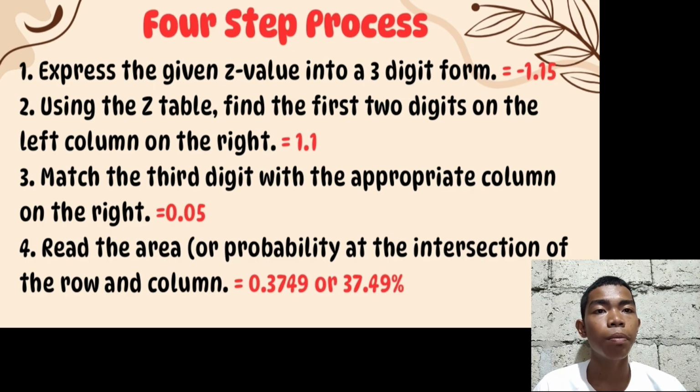The answer would be 1.1. Then number 3, match the third digit with the appropriate column on the right. The answer would be 0.05. Then read the area or probability at the intersection of the row and column. So the shaded area would be 0.3749 or 37.49%.